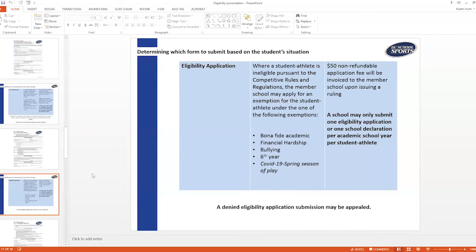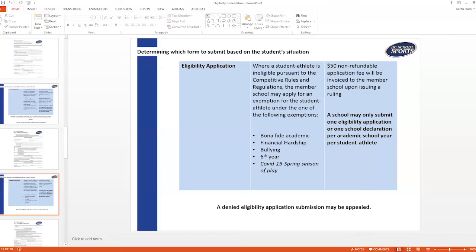And then the final one will be just for this year right now. We have an exception that we're adding because of COVID-19 and the spring season of play being lost. Any student who is eligible by age next year would be able to apply to play the spring season as a 6th year, just for the spring season, due to the loss of this season. But they'd have to meet all the other eligibility requirements: attending school on a full-time basis, age eligibility, and all of those, to apply for that COVID spring season of play.